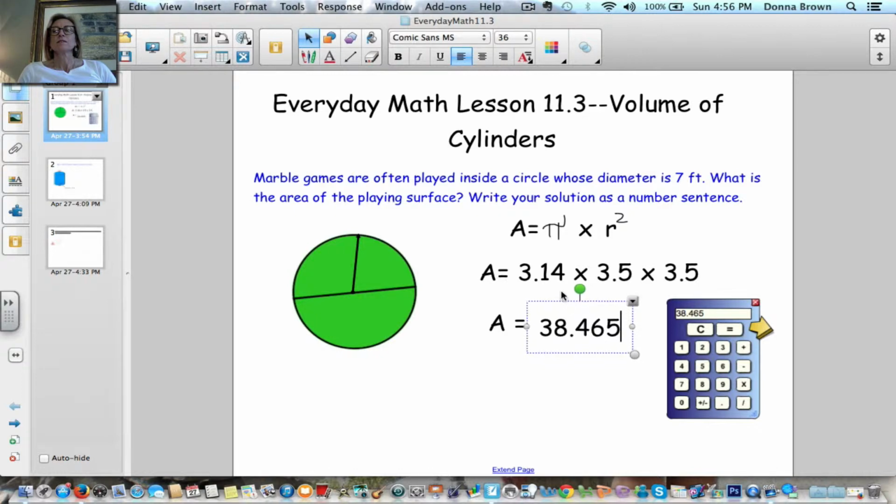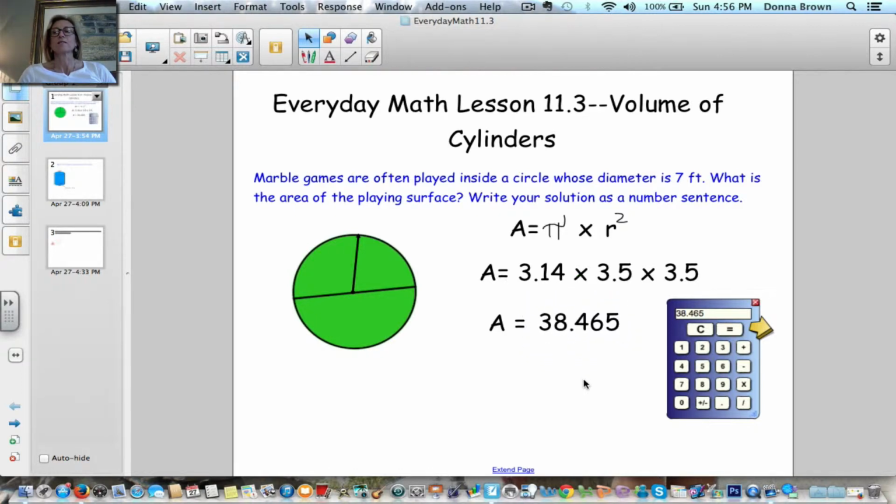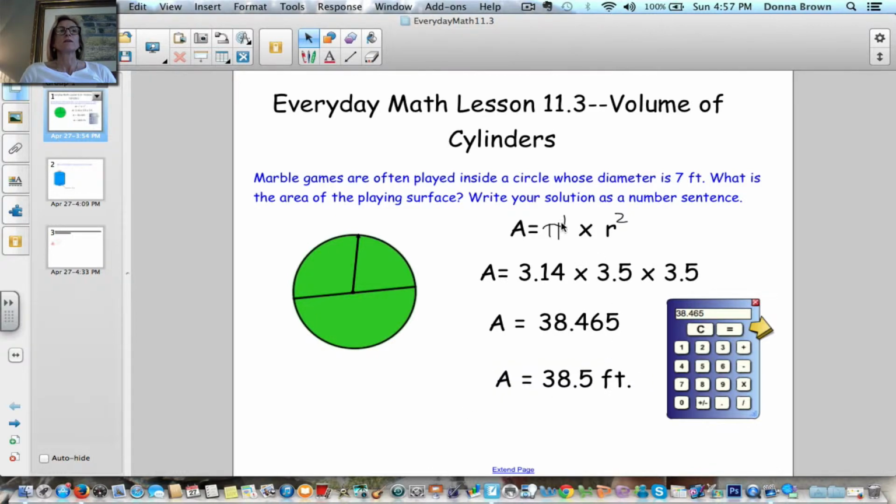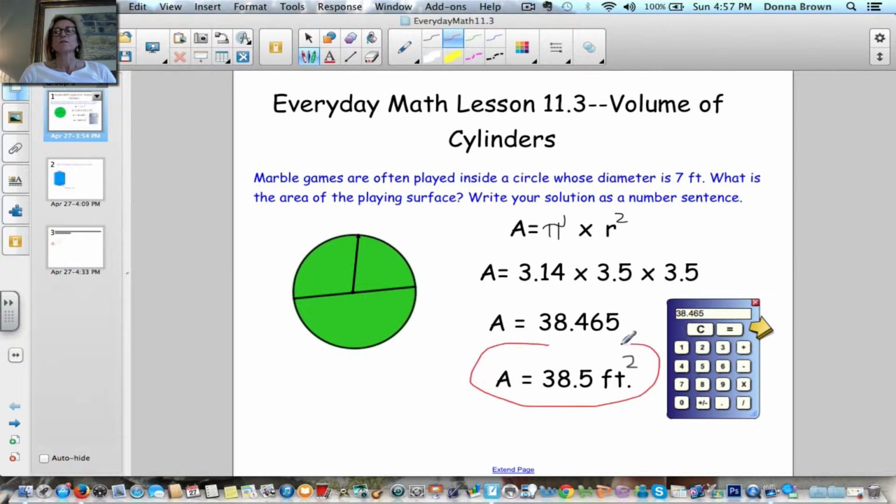38.465. And now most of the time you're going to be asked to round your answer. So if you get an answer like this one, let's round it to the nearest tenth. So we'll write one more time, A equals, and we'll say 38, and rounded to the nearest tenth would be 38.5, which is the same as saying 38 and a half. And then we know that because we're talking about square units, this is where we have to be really careful to make sure that we add that. I'm going to just find the black pen. There we go. It would be 38 and a half square feet. Okay, and so right here, this would be the answer. So the area of our playing field, if the diameter of the circle is 7 feet, would be 38 and a half square feet.